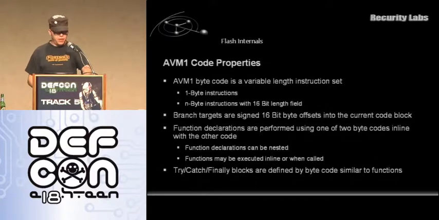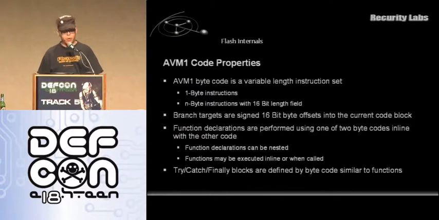The code itself, like the AVM1 code, is variable length instructions. We all know how great those are. It has signed branch targets, 16-bit branch targets, which pose a problem. And then there's the two sickest things I've ever seen.